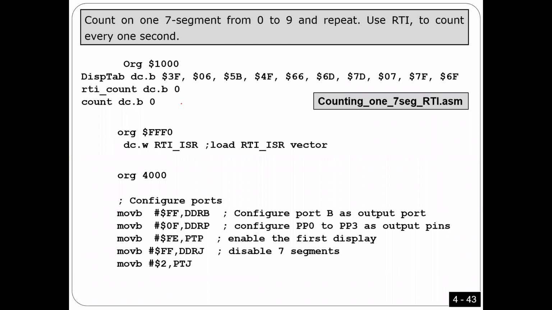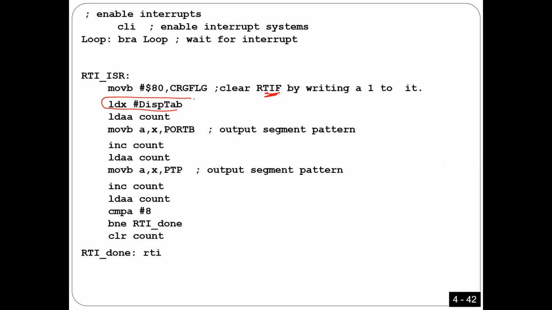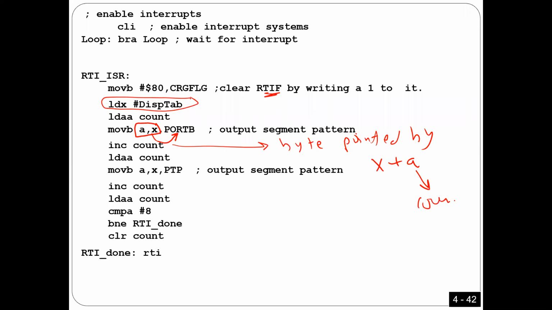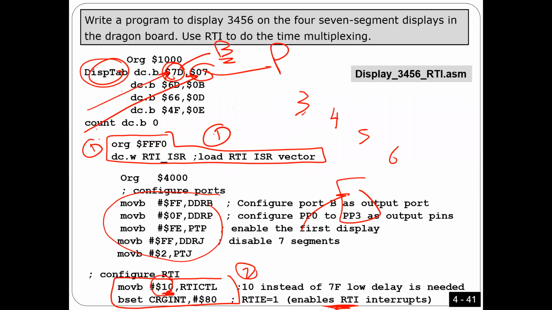So this is the beginning address here, guys, in X. And now A should equal count. Now I'm going to take the value pointed to by beginning plus X, and it has to go to port P. So this byte is pointed to by X plus A. A should have the value of count, and X should have the beginning address of the array. So now I got the first one.